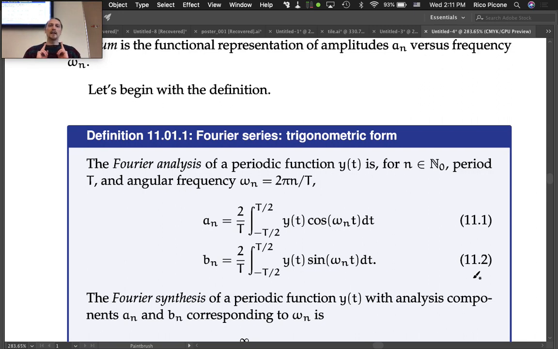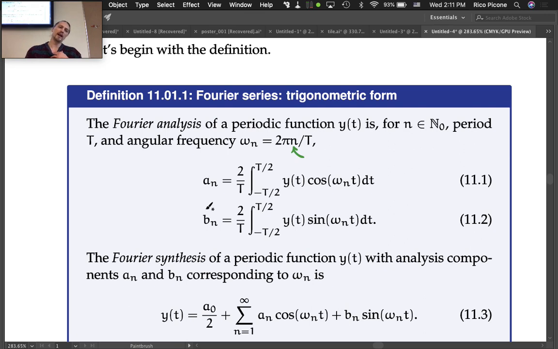So the Fourier analysis of a periodic function y of t is, for positive integers including 0, period T, and angular frequency omega n, where n is an integer, we have these two equations, a n and b n. They're integrals over one period of the periodic function y, and we put that function in there. So we're going to analyze the function by putting it into these integrals and getting all of these a n's and b n's out. One corresponds to cosines and one corresponds to sines.